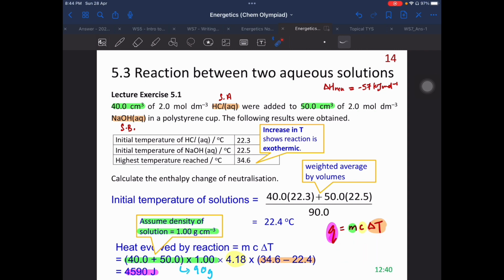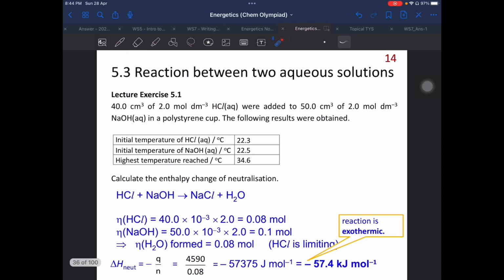So when you look at the next slide now, we're trying to calculate enthalpy change. So enthalpy change, in terms of the formula, should be equivalent to the heat change divided by the mole of the product that's being formed, right? So in this case, how do you know how much product is being formed? We have some values in terms of the reactants, right? So you have 40 cm3 of 2 mole per dm3 of HCl. You also have 50 cm3 of 2 mole per dm3 of NaOH.